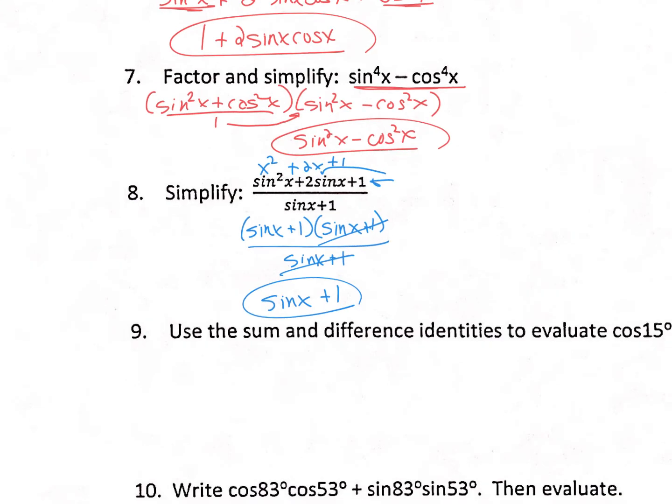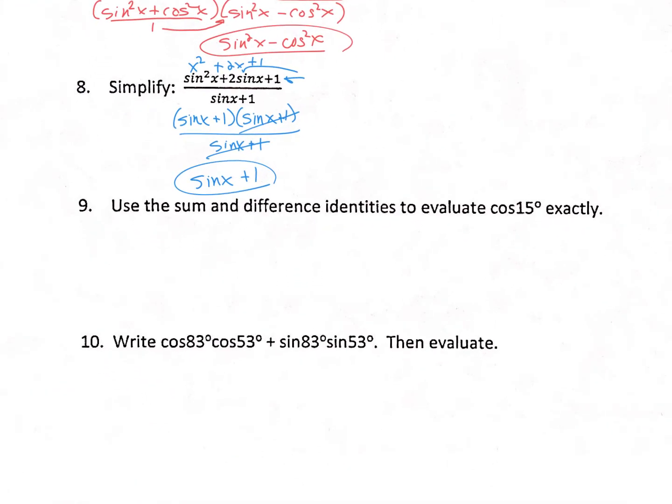Not too bad, really. Number 9, use the sum or difference identities to evaluate cosine 15. What you've got to do is find some way to get 15 degrees out of 30, 45, and 60 degrees. Those are our big 3 right there. So I think it's 45 minus 30. I'm going to do cosine of 45 degrees minus 30 degrees.